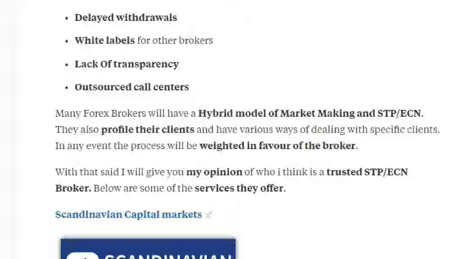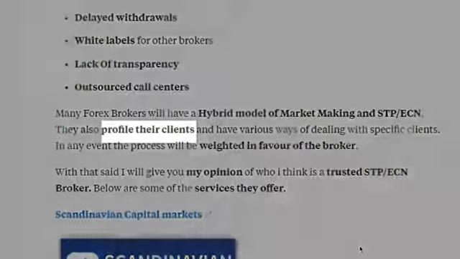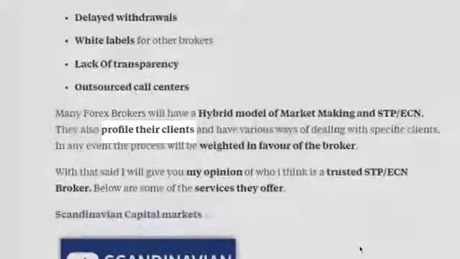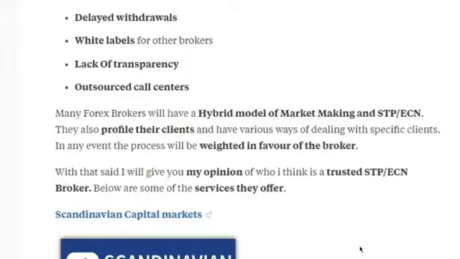And then you'll see that some of the brokers will also use a hybrid type of system. So they will segregate their clients. They look at the way the traders trade and how successful they are, and then they profile these traders, and they have various means of working with these traders. So a lot of the time, if they see that you are part of the group of traders that are losing, they will then essentially just debook you and trade against you.